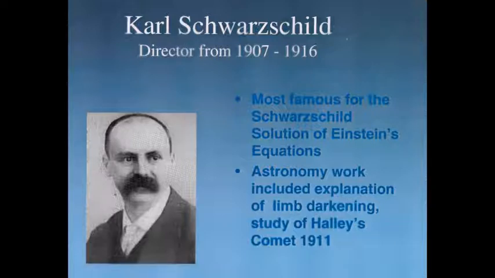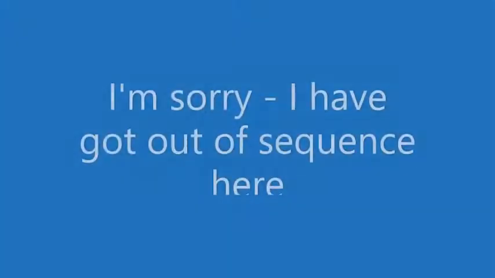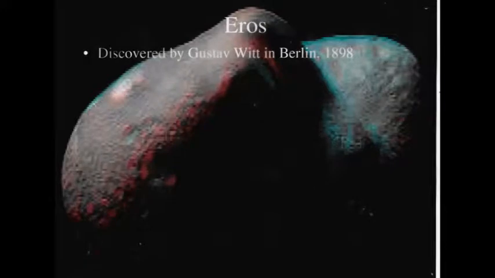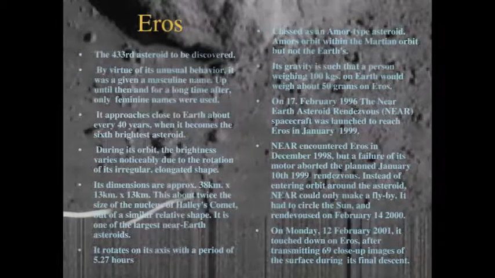Also, it was very tragic that Schwarzschild actually died in 1916 while he was fighting on the Eastern Front. Now, there's a mention here of Eros. Eros was discovered by Gustav Witt in the Urania Society, or using the observatory of the Urania Society, in 1898. I've got some information on the next slide about Eros.